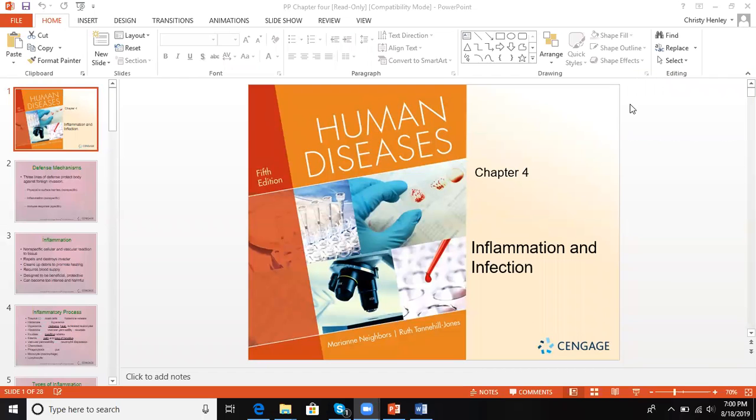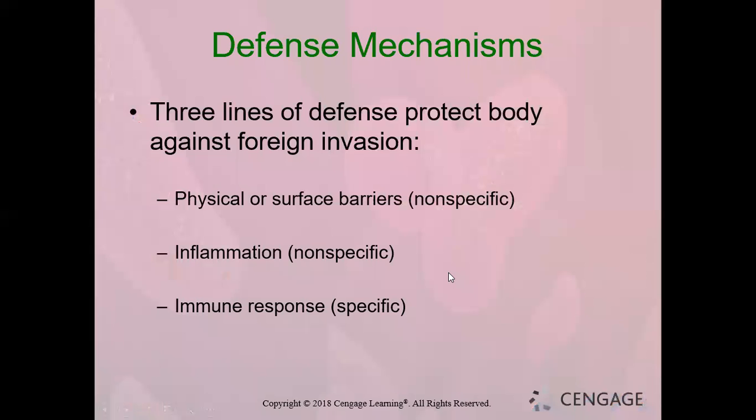All right, so inflammation and infection. We have some defense mechanisms. We've talked about this, that our skin is our first line of defense. There are 3 lines that this chapter talks about, which are physical or surface barriers. These are non-specific. Inflammation, again, is non-specific. But our immune response, however, is very specific.